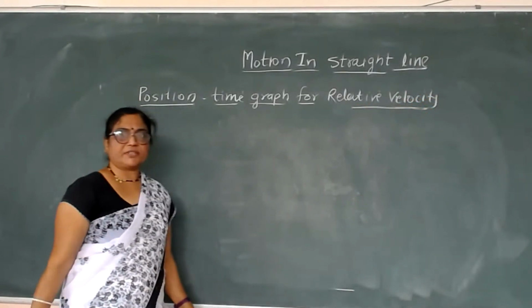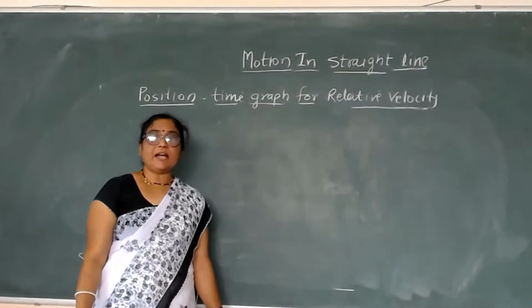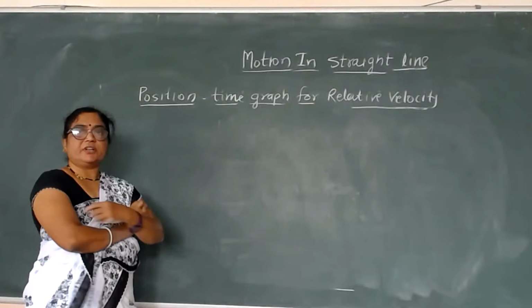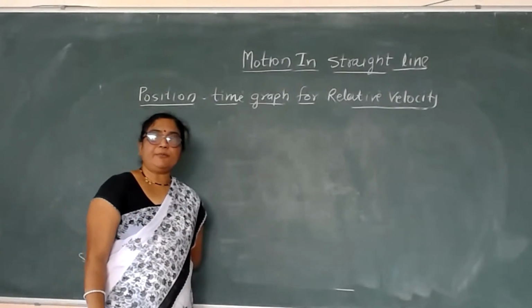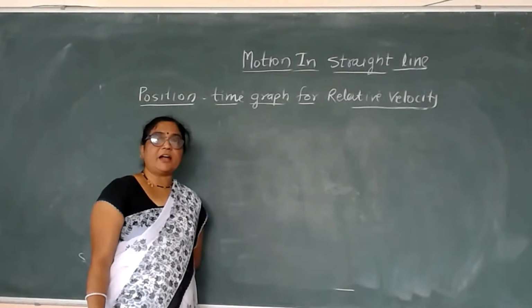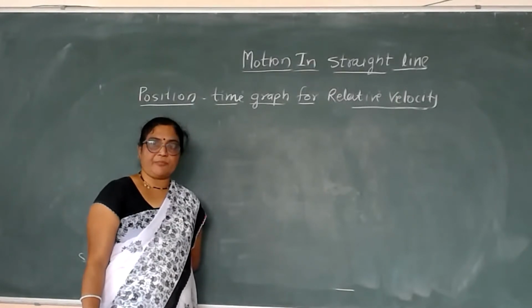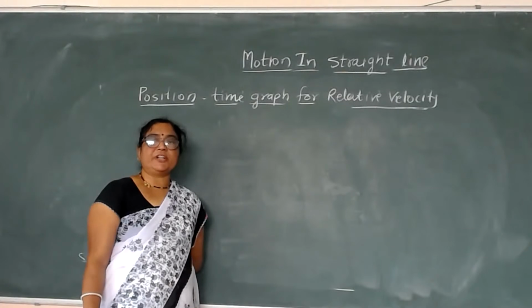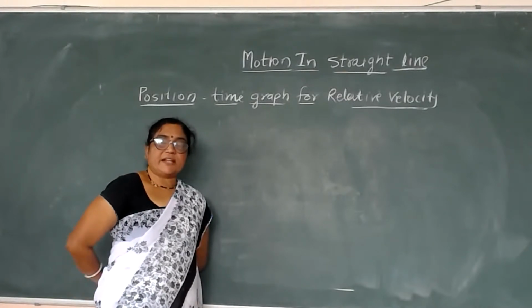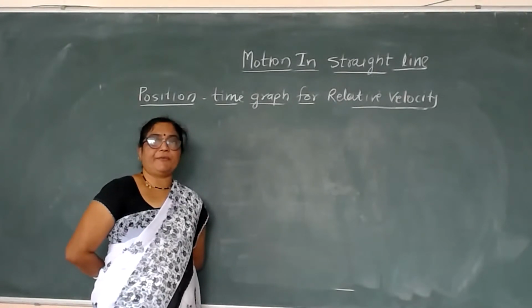Position time graph for the relative velocity. In the last class, we studied that by taking the position on the y-axis and time on the x-axis, the graph is plotted. That graph is known as a position time graph. And the slope of a position time graph gives the velocity, or the graph shows the nature of a velocity.